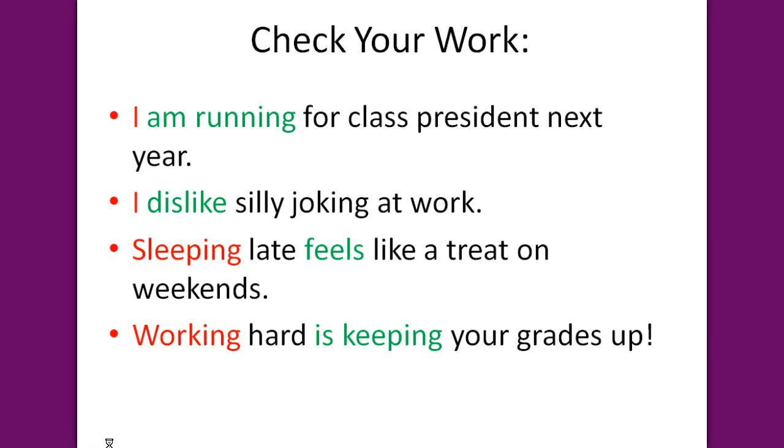Let's check your work. I am running for class president. In the first sentence, am running is a two-part verb, and I is the subject. In the second sentence, I is the subject, and dislike is the verb. Joking is the object of the sentence. Sleeping late feels like a treat on weekends. Here, sleeping is your subject because feels is your verb, and sleeping is what feels like a treat.